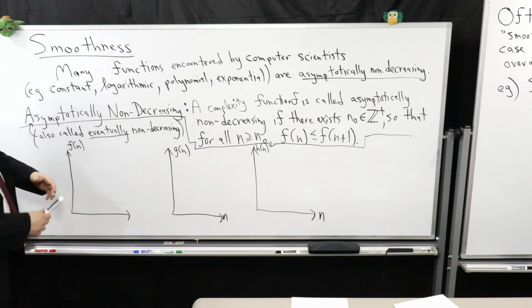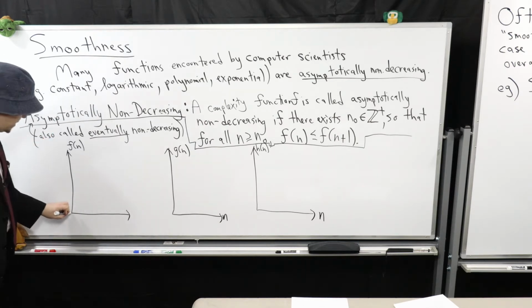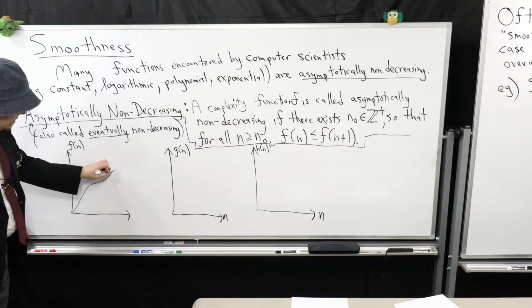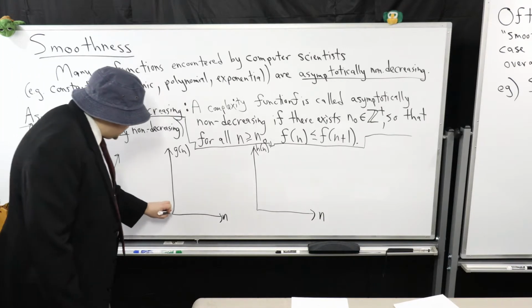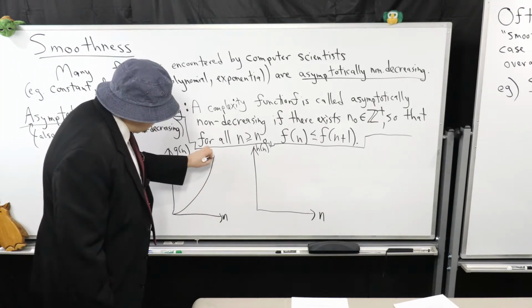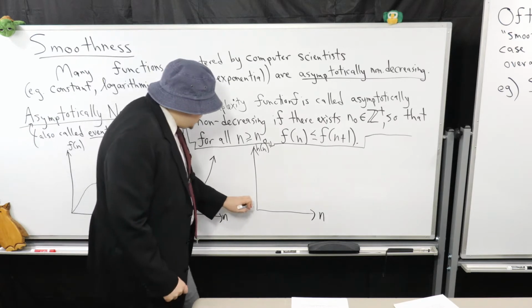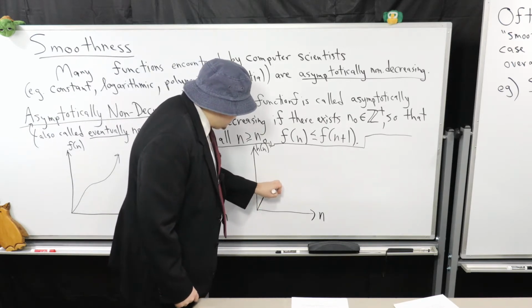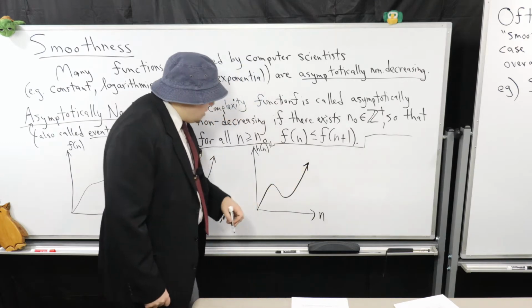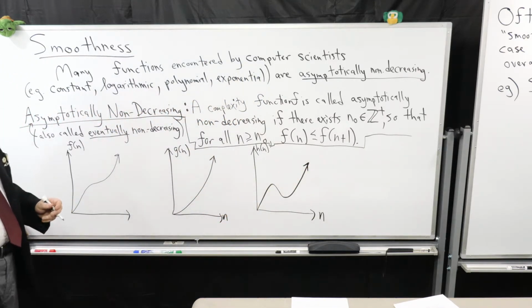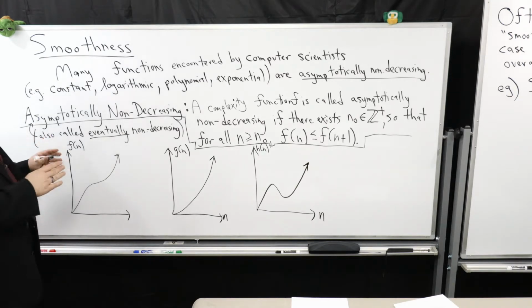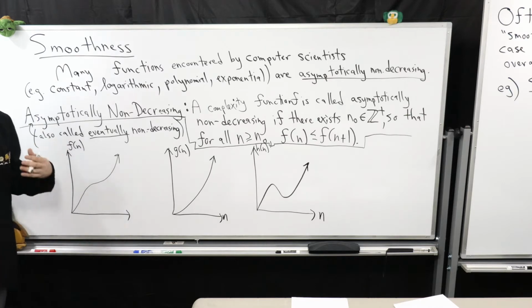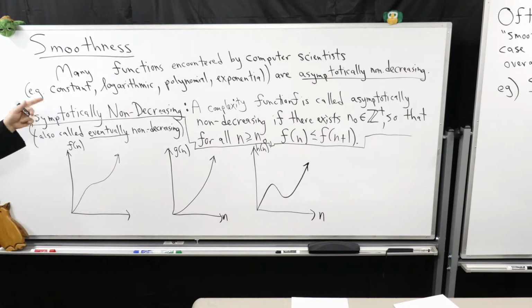So just to give you a picture of what I mean, a function might look something like this. A function might look something more like a parabola. It might look something like this. But we can also have functions that look something like this. All of these are examples of asymptotically non-decreasing functions. Why? Well, I haven't told you what each of these are. This is just meant to be a picture to help give you the intuition or strategy of how you would prove a function is asymptotically non-decreasing.